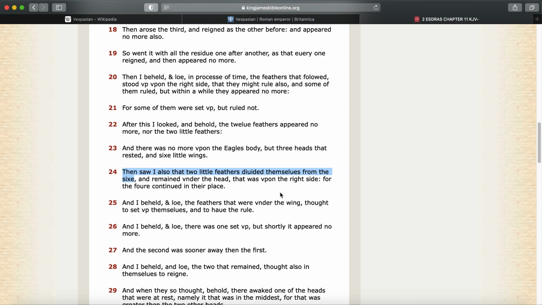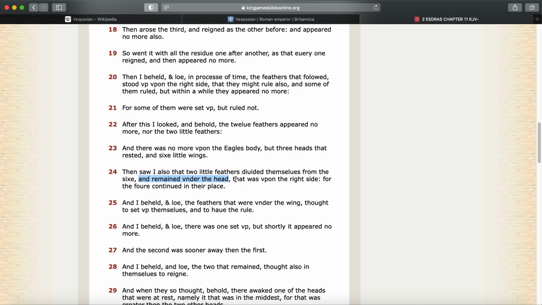All right. So there were 6 feathers, but 2 of them divided themselves from those 6. We're going to keep in mind Nero at this point. We're going to disregard Claudius. Just keep Nero in mind, keep him on standby, you could say. It says, "And remain under the head."